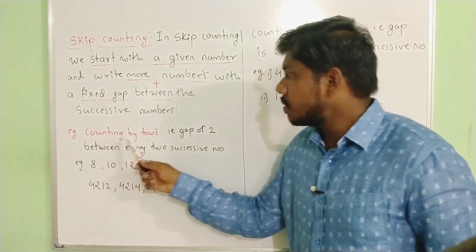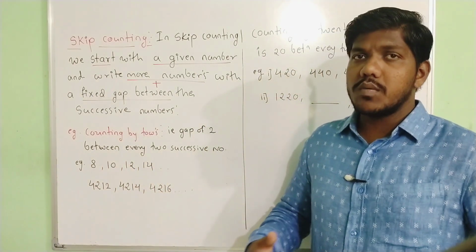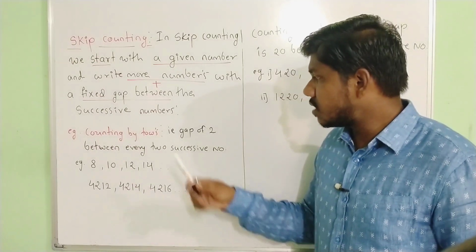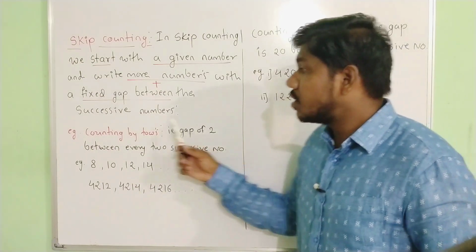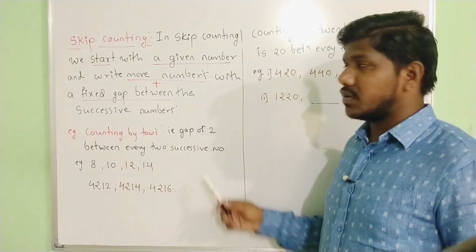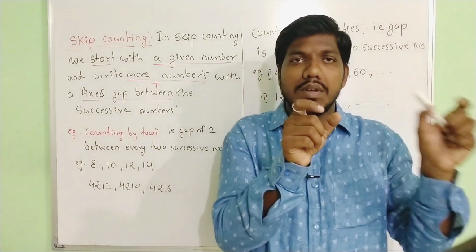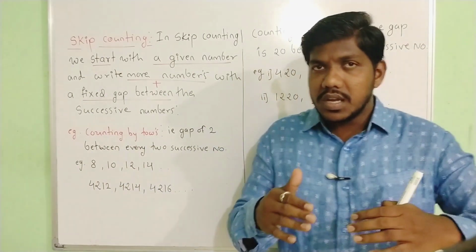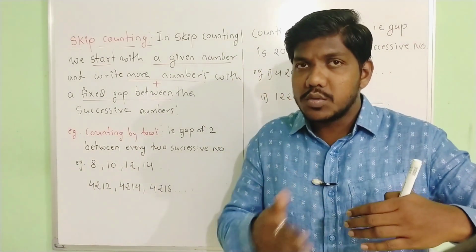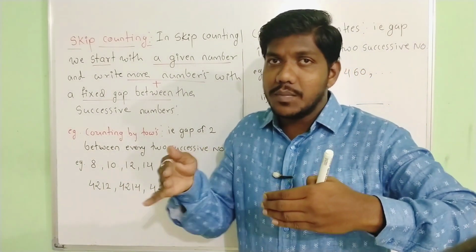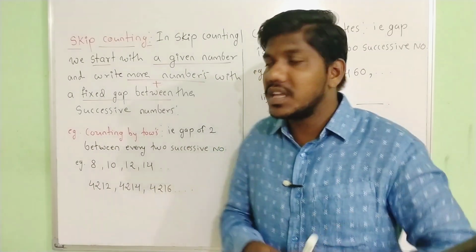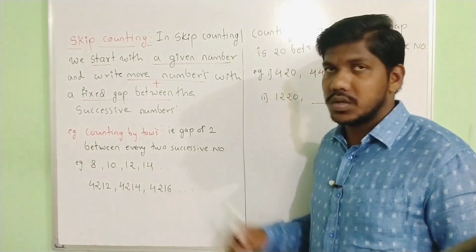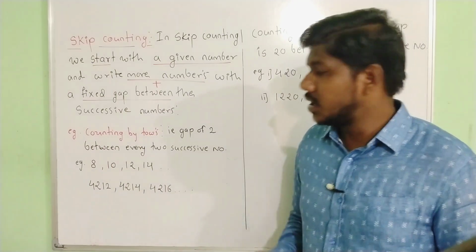So here we want to do counting by twos. So here we have a gap of 2 between every two successive numbers. The first number is 8. So 8 plus 2, that means the gap is 2. 8 plus 2 is 10, 10 plus 2 is 12. Here we are putting a gap of 2.